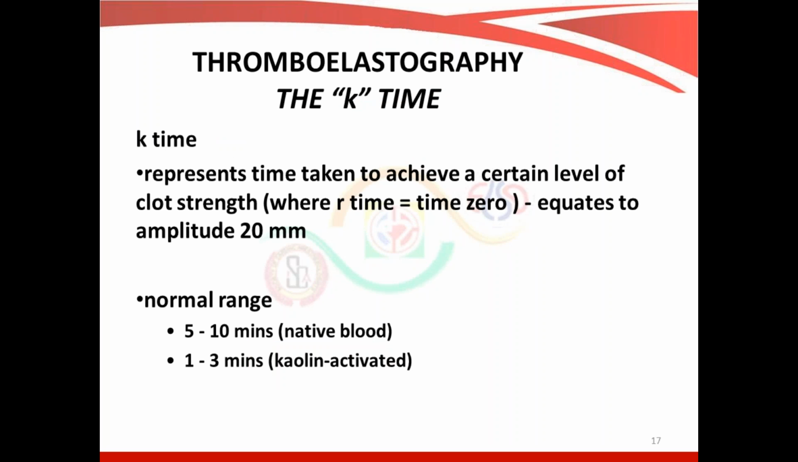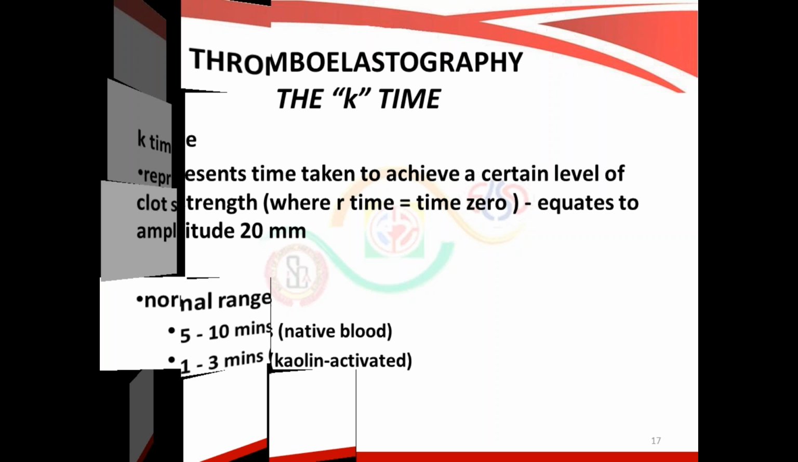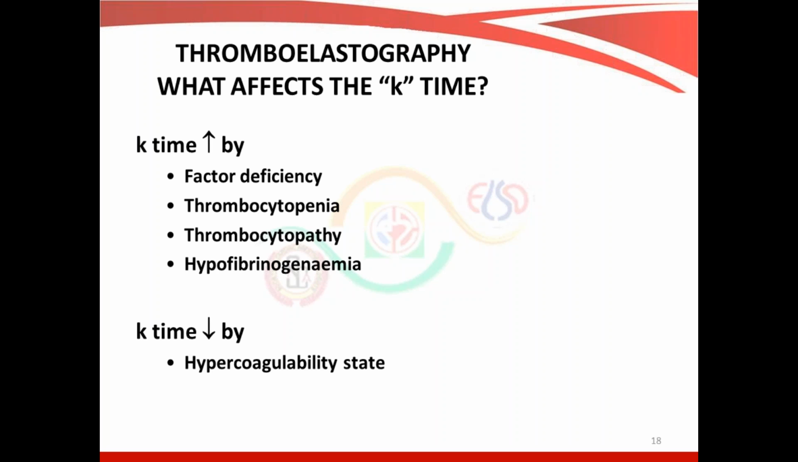The K time is the continuation of the R time. The K time represents the time taken to achieve clot strength up to 90% stability, and it equates to an amplitude of 20 millimeters: 1 to 3 minutes in kaolin activated, and 5 to 10 minutes in native blood if you're not using kaolin. This is the normal K time value, and again it is decreased in hypercoagulable states, and it is increased in any factor deficiency.